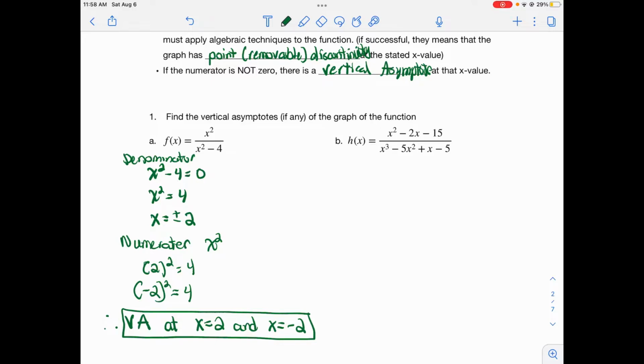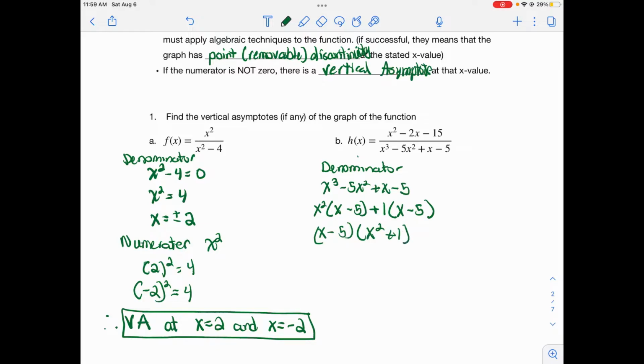Okay. Now for this next one, again, we're going to start with our denominator. That's x cubed minus 5x squared plus x minus 5. I'm going to do factoring by grouping here. So x squared comes out of the first two terms. That leaves me with x minus 5. Nothing comes out of the last two terms, so I'm going to multiply by 1, x minus 5. In these two terms, x minus 5 is our GCF, so it leaves me with x squared plus 1. It really doesn't matter which way you write it.